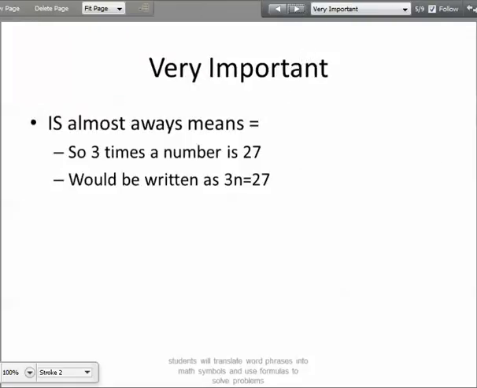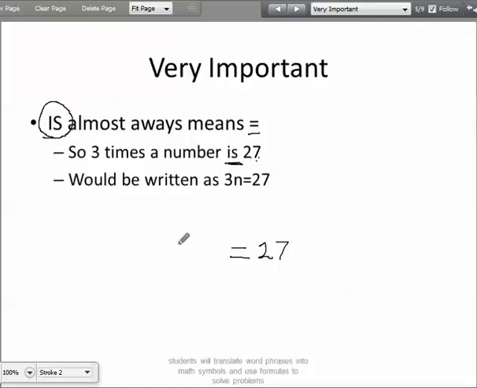Now, a very important word is the word "is." Is is extremely important because it almost always means equal to. So if you see a statement that says, 3 times a number is 27, that "is" means equals. So you would write equals 27. That's on this side over here, is 27.